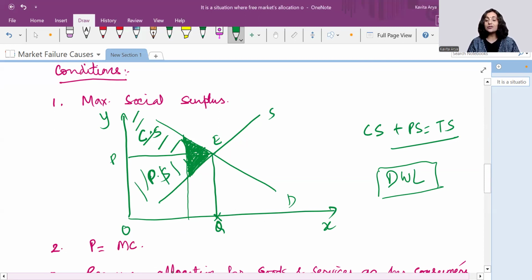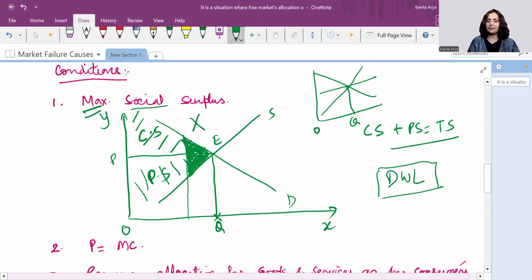But it should not happen. So when we say this should not happen, then only the maximum social surplus happens, right? So this diagram doesn't talk about the maximum social surplus. The maximum social surplus would be attained where we have this quantity to be produced, not lesser, right?